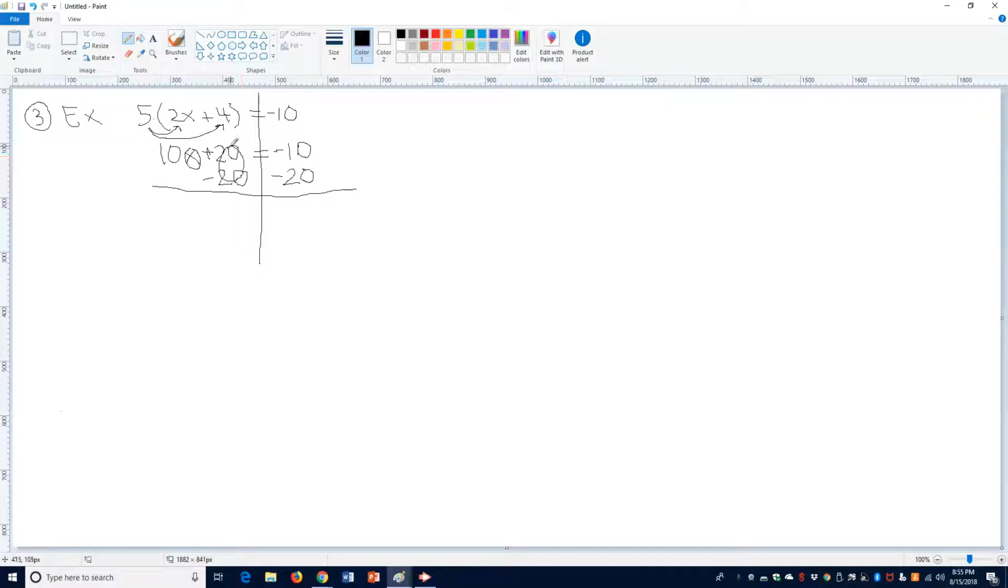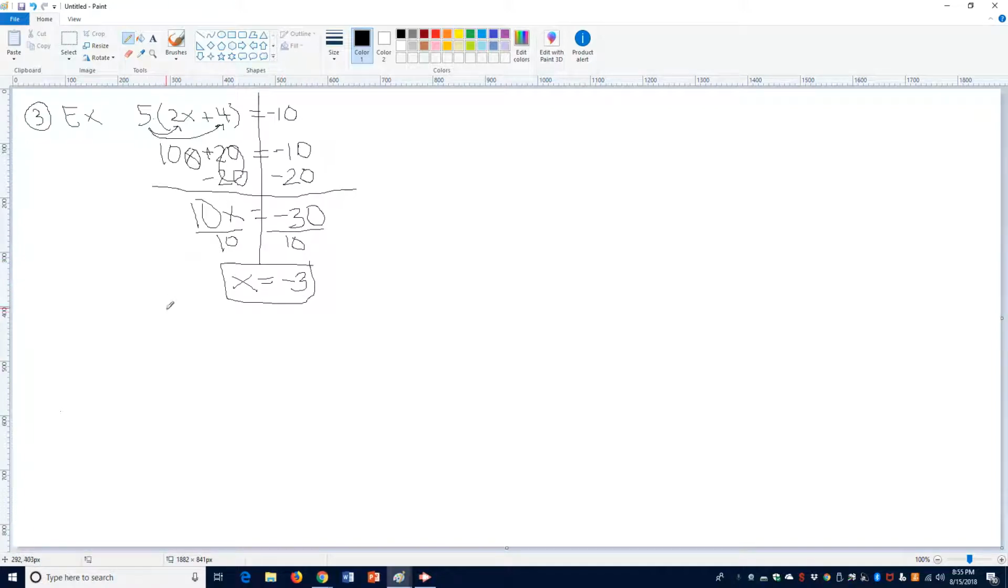So this becomes 0. We still have our 10 times x, which is now equal to negative 10 minus 20, which is negative 30. Both negative, so we add them. 10 times x, the opposite of times is division. Divide by 10. Got to do the same thing to both sides. So x is equal to negative 30 divided by a positive 10, which is negative 3. And that is our answer.